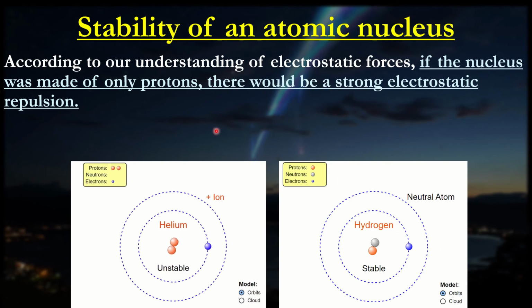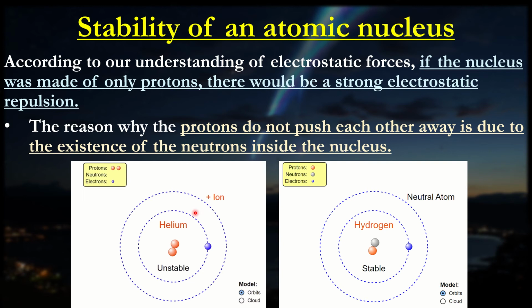What we do know though, according to our understanding of electrostatic forces, is if the nucleus was made only of protons, there's going to be a really strong electrostatic repulsion. So imagine you had two protons here. If helium just had two protons, the nucleus would be very unstable because they're pushing against each other. The reason why the protons don't push against each other is due to the existence of the neutrons.